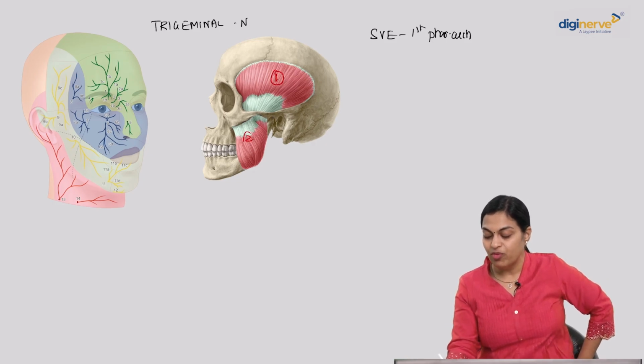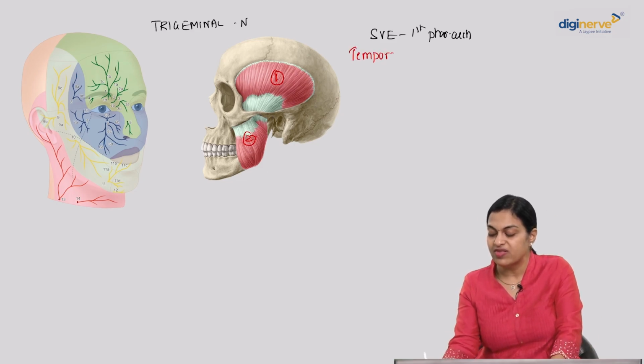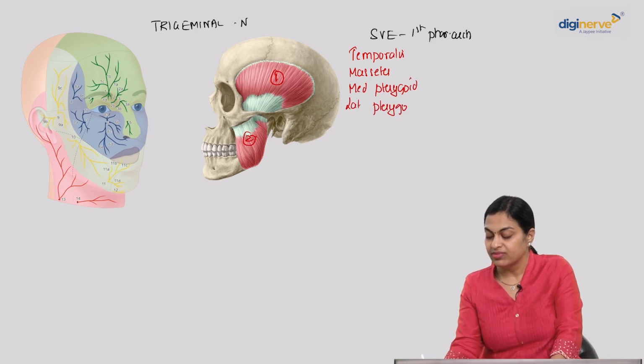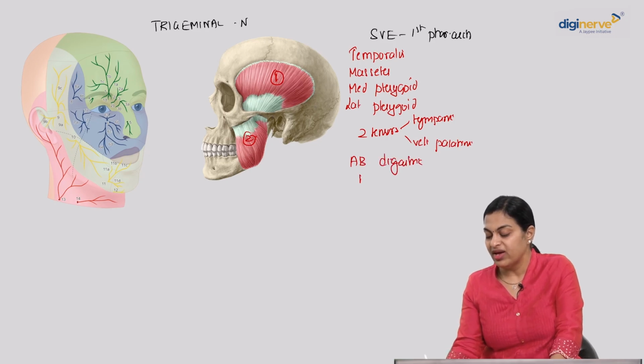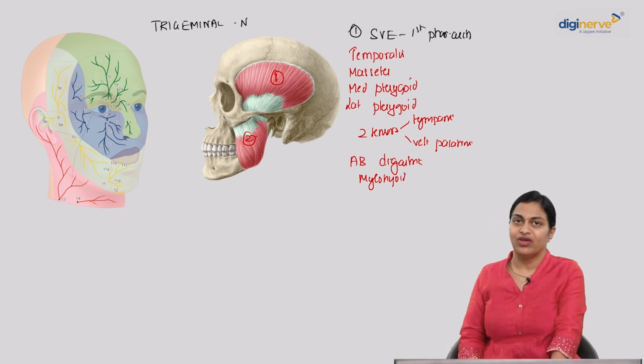So what you see here is temporalis, this is masseter. So there are 4 muscles of mastication: temporalis, masseter, medial pterygoid, and lateral pterygoid. And 2 tensors, what are they? The 2 tensors are tensor tympani and tensor veli palatini. And the suprahyoid muscles, anterior belly of digastric and mylohyoid. So that's about the special visceral efferent column.